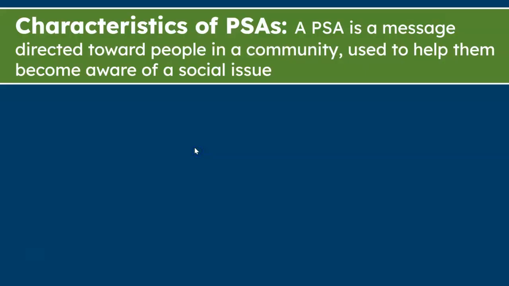Okay, what were some of the characteristics that you saw in this PSA? So here we have a PSA is a message directed towards people in a community used to help them become aware of a social issue.